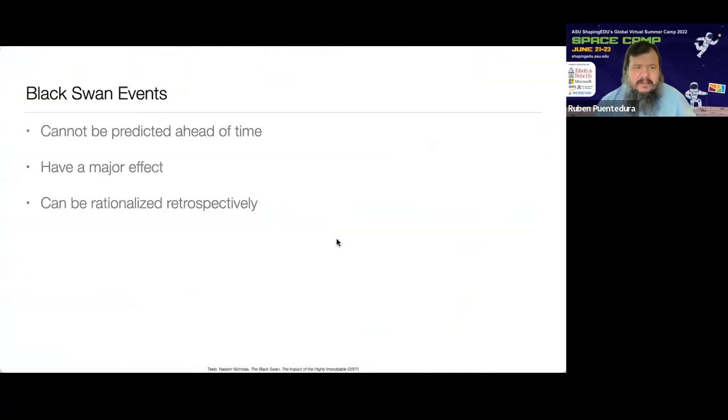But just a very quick reminder for people who haven't been a part of all our previous sessions: black swan events cannot be predicted ahead of time. That's a crucial aspect of black swan events. They have a major effect. So these are not the sort of things where you say, interesting, but you don't care otherwise. They really do impact what you're doing severely. And finally, they can be rationalized retrospectively. In other words, you can't predict them ahead of time, but once they've happened, you can say, oh yeah, I get why that happened. And that's a black swan event.